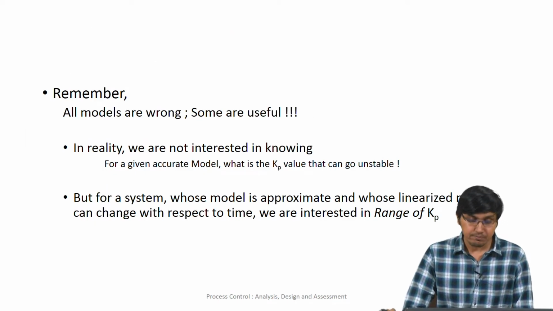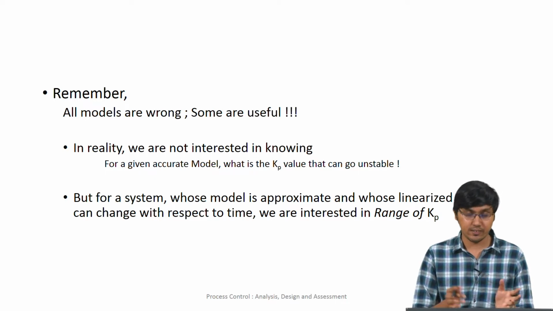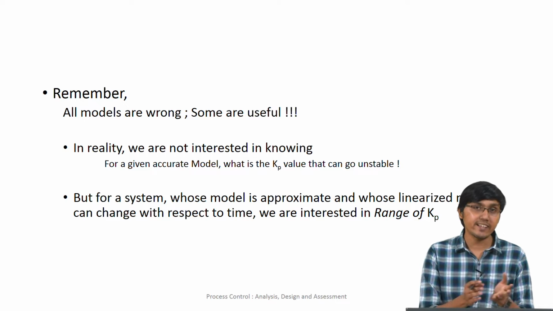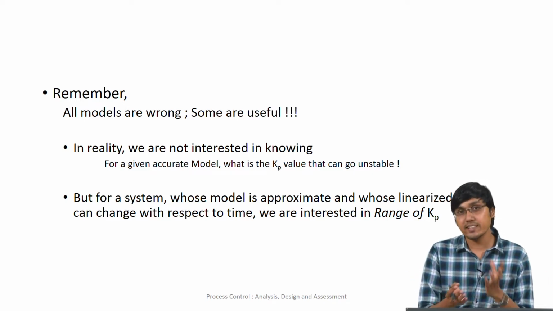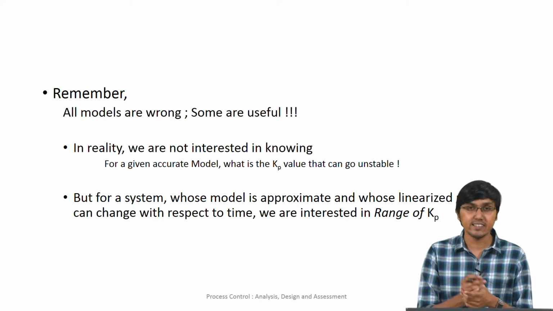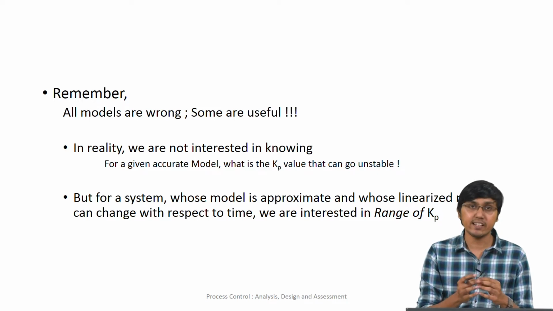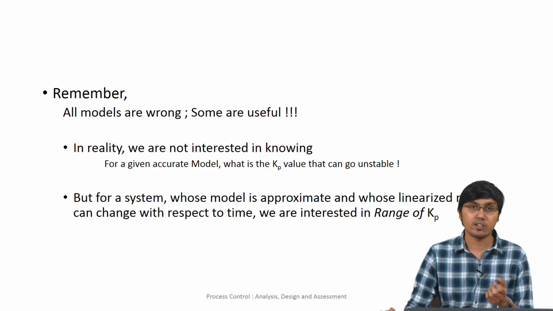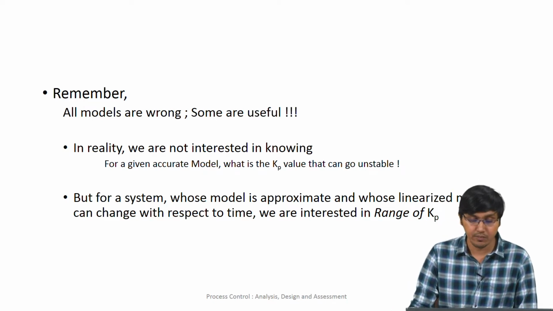Again, to summarize from the previous lecture: why are we interested in the range of Kp? Because the model itself, the transfer function itself, is an approximation. So we are not interested in the particular value of gain at which it goes unstable, but in a qualitative understanding of what value of gain the system goes unstable. This analysis will give us that in a better way.